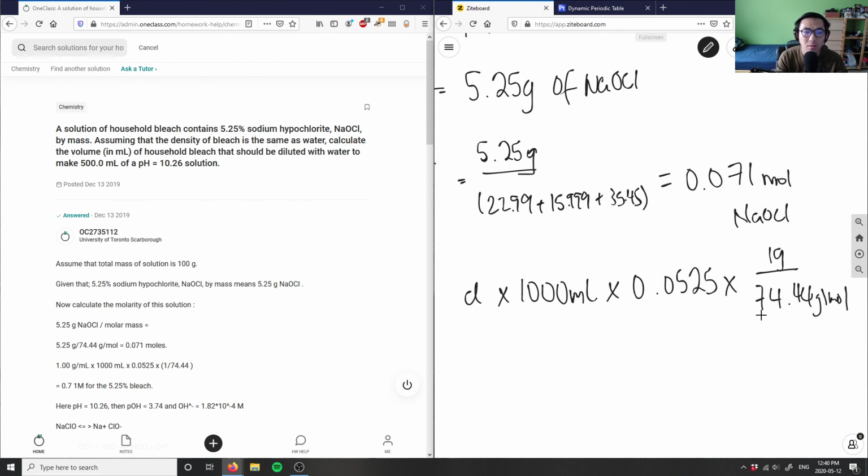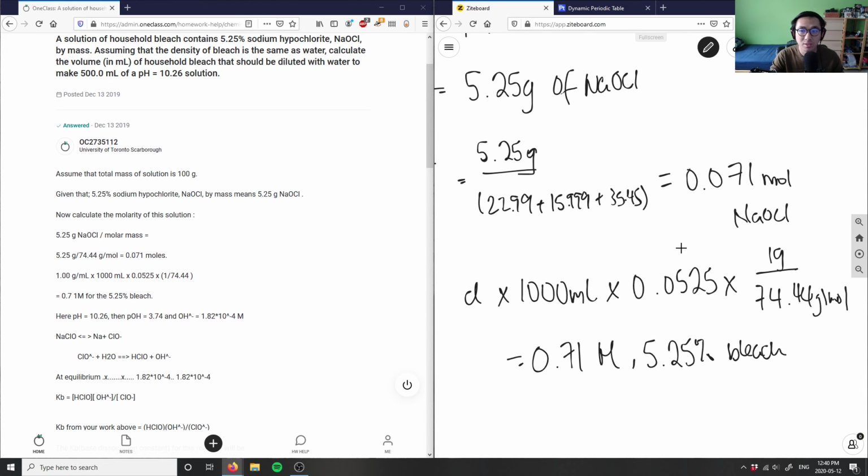So let me just verify this solution here. So 1 times 1,000 times 0.0525 times 1 over 74.44. This will give me a value of indeed 0.71, right? So this here would equal 0.71 moles for basically 5.25% bleach here. So now we have our moles of NaOCl, and we have our concentration for this as well.